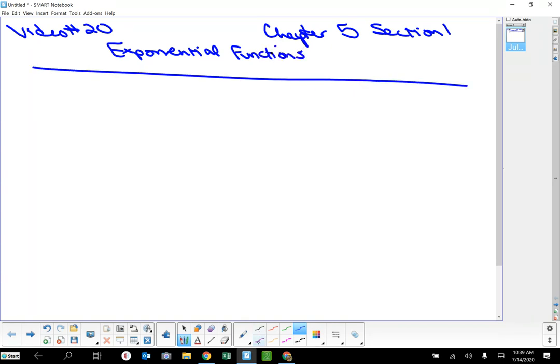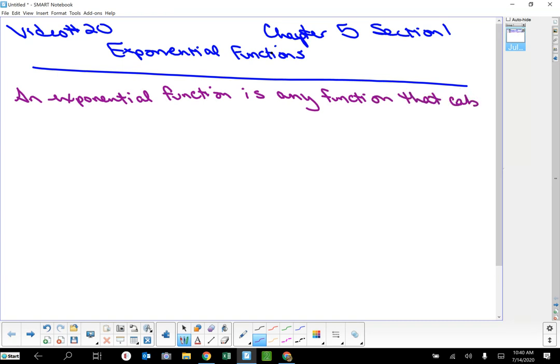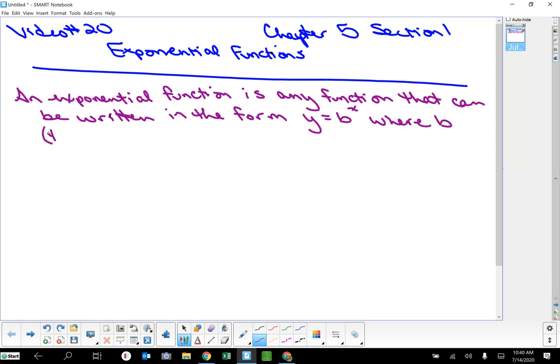All right, so here's a brief definition for you. An exponential function is any function that can be written in the form y equals b to the x, where b, the base, is any positive real number other than 1.